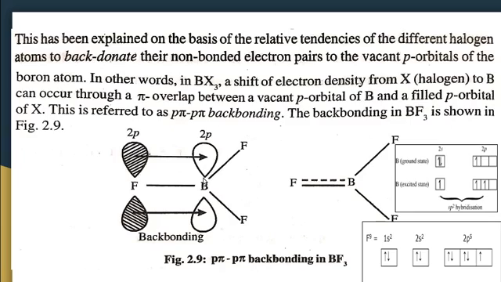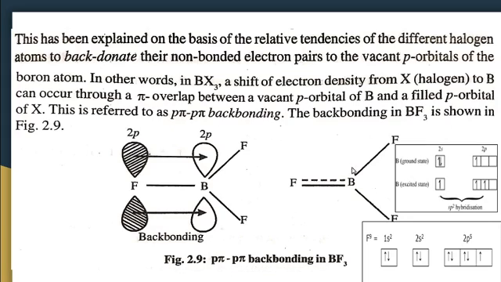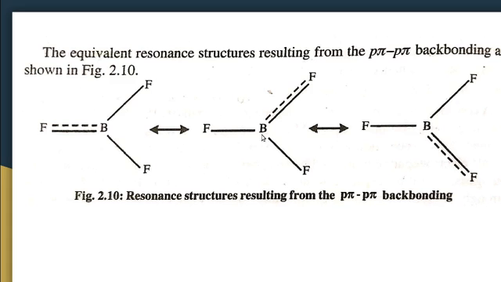So it cannot act as a better Lewis acid compared to other boron trihalides. At a particular time, one fluorine atom can donate a pair of electrons to the vacant p orbital of boron atom. At another time, another fluorine atom will back donate p electrons to the vacant p orbital of boron atom. So this leads to a resonance structure of BF3. These are the equivalent resonance structures resulting from p pi back bonding.